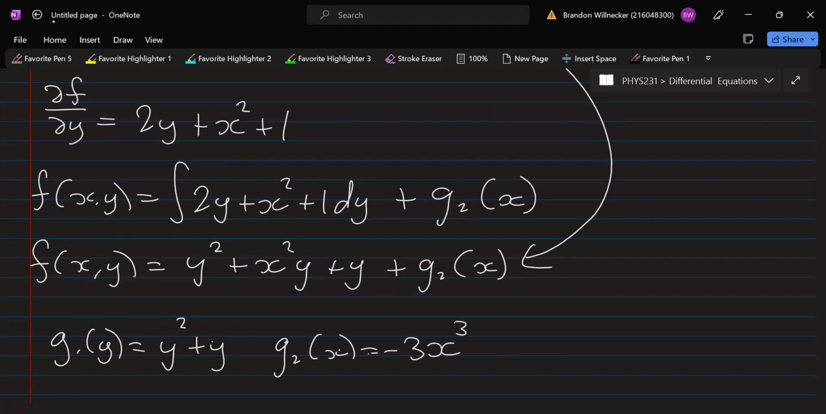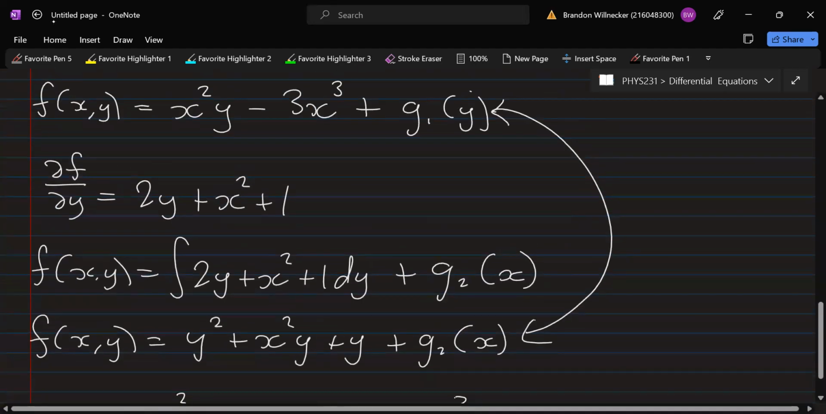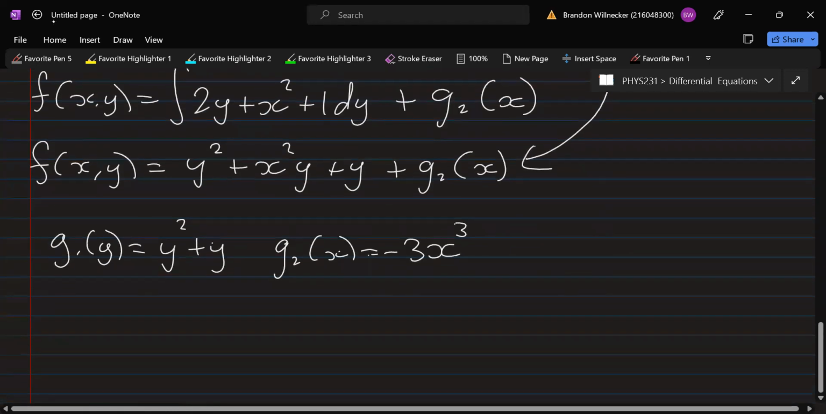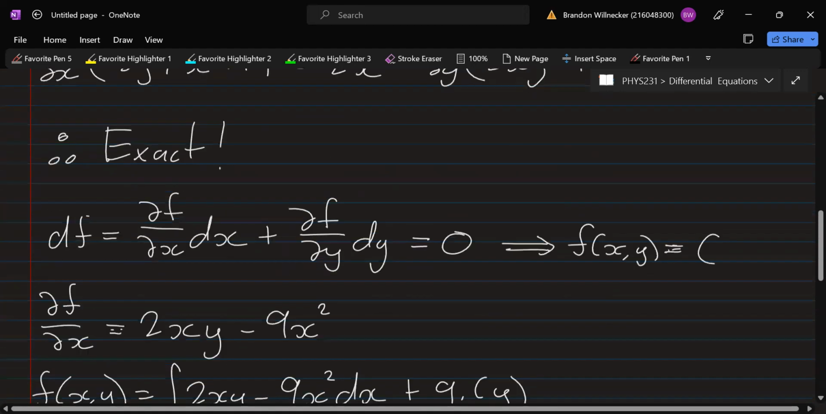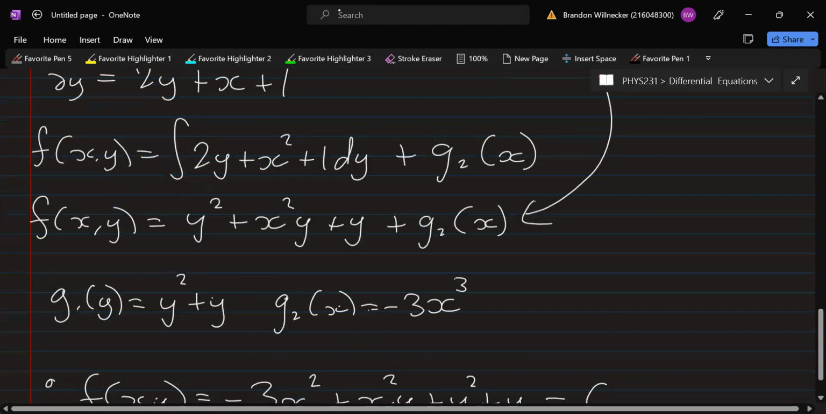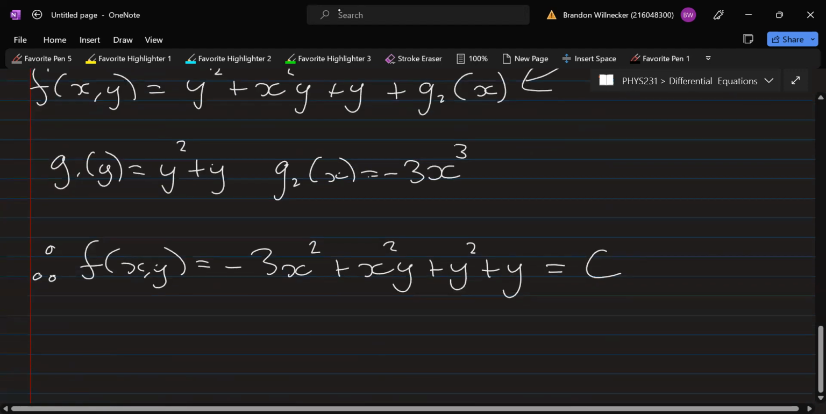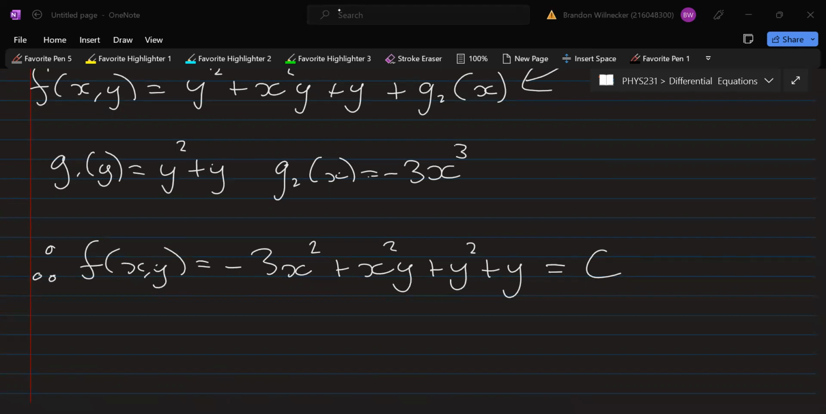If we choose g1 and g2 to be those, then we have that these two match, which is what we want because it's the same function. Therefore, f of xy is equal to minus 3x cubed plus x squared y plus y squared plus y. And this is equal to some constant c. We said that above here. And then that will give us our solution. So if we solve for y in terms of x, that gives us our y of x.